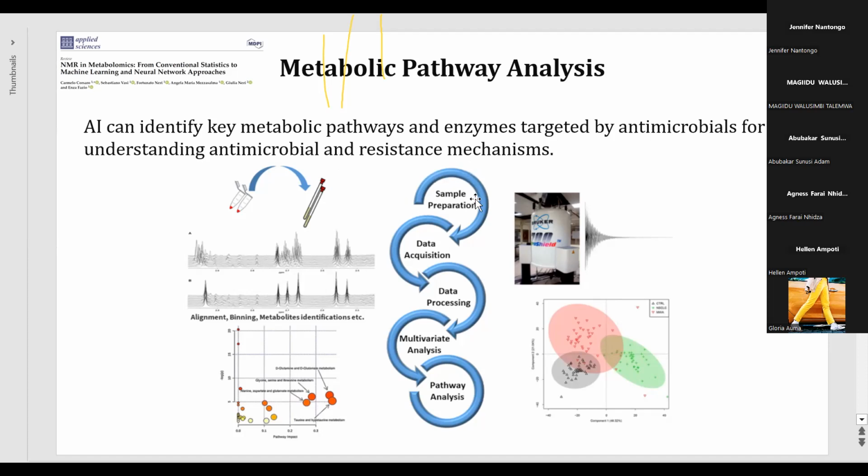So you see, we do the sample preparation, then there is the data acquisition, data processing, multivariate analysis, and then there is the pathway analysis. So these are the steps of how AI does the pathway analysis, that is, where the particular antimicrobial activity is acting, which enzyme, whether it is an enzyme for DNA replication or protein translation. And this is the instrument. Here they have shown an NMR.